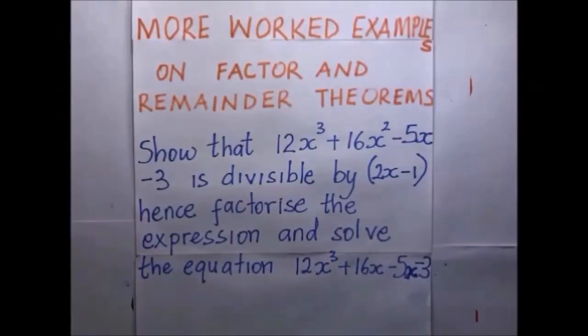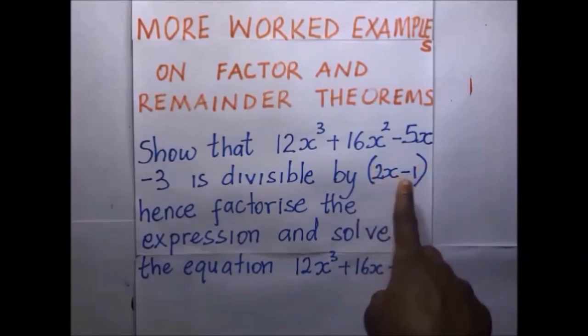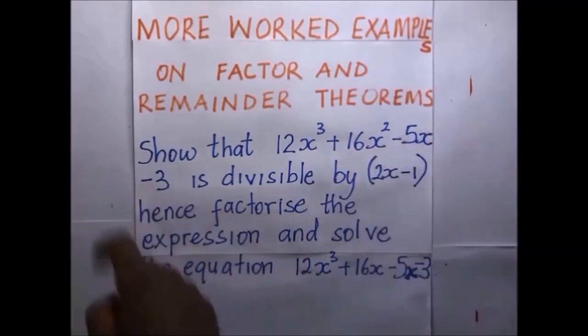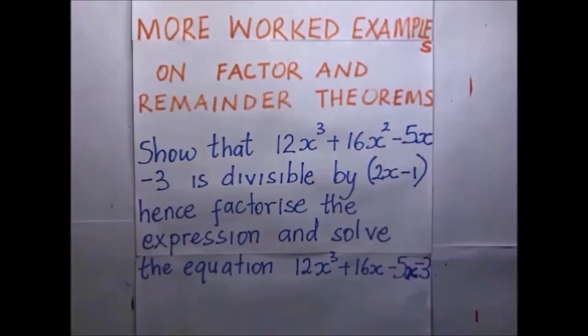In this example, we are required to show that this 2x minus 1 is divisible by this polynomial 12x cubed plus 16x squared minus 5x minus 3. And afterwards, you're supposed to factorize it and solve this expression. By solving this expression, it means they are asking us to find the values of x for this polynomial, which is of order 3.